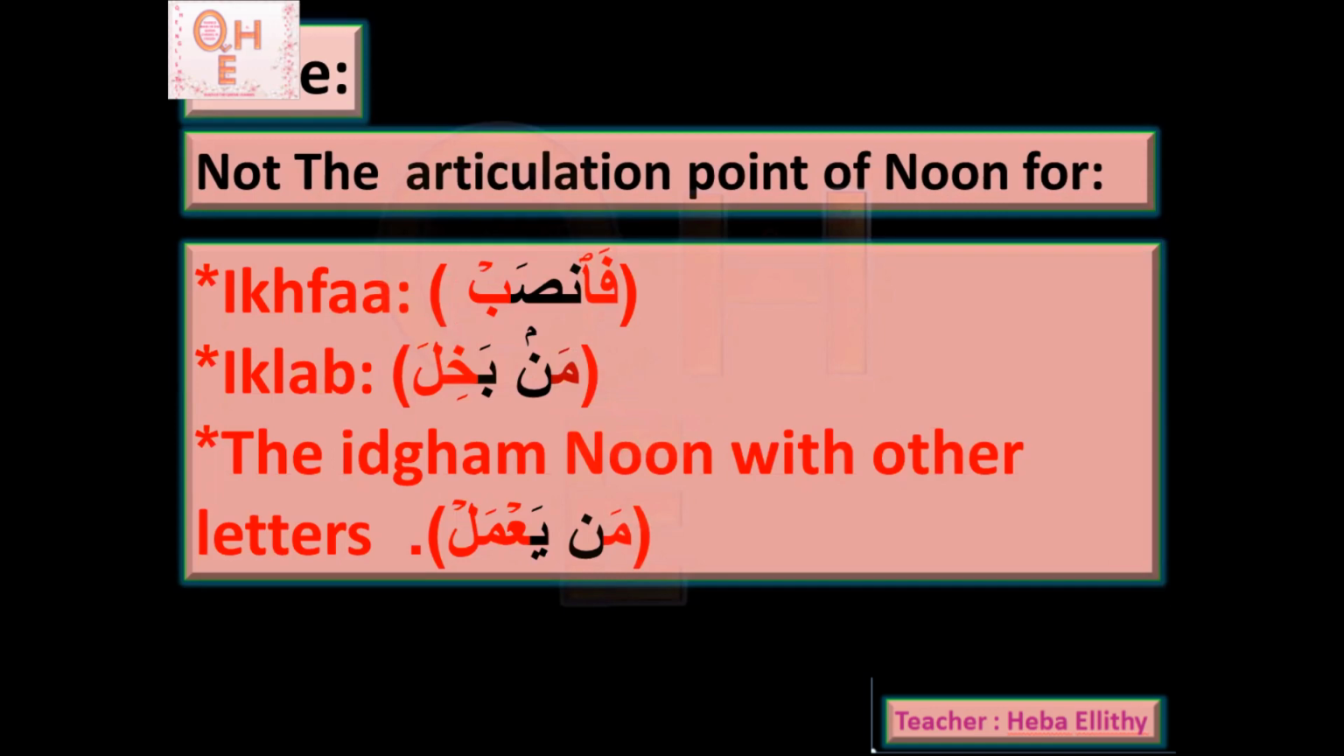The idgham of noon with other letters. I mean by other letters any letters except the noon with noon. Because we said min ni'ma, for example, noon with noon, this is the articulation point of noon. But if I say, for example, man ya'mal, now I didn't hit the noon articulation point at all. I just use the ghunna in the letter noon from the nasal passage, and I use the articulation point of ya. Inshallah, this point is clear for everyone.